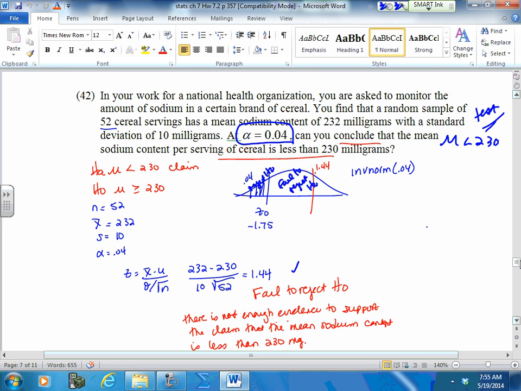So if your claim is your HA, and that's the one that follows the tail, and your decision is reject H0, fail to reject H0, here's your claim, here's your fail to reject H0, which means we had to go with the H0 one, even though that wasn't part of our statement. So there's not enough evidence to support the claim that the mean was less than 230 milligrams. Follow your charts.